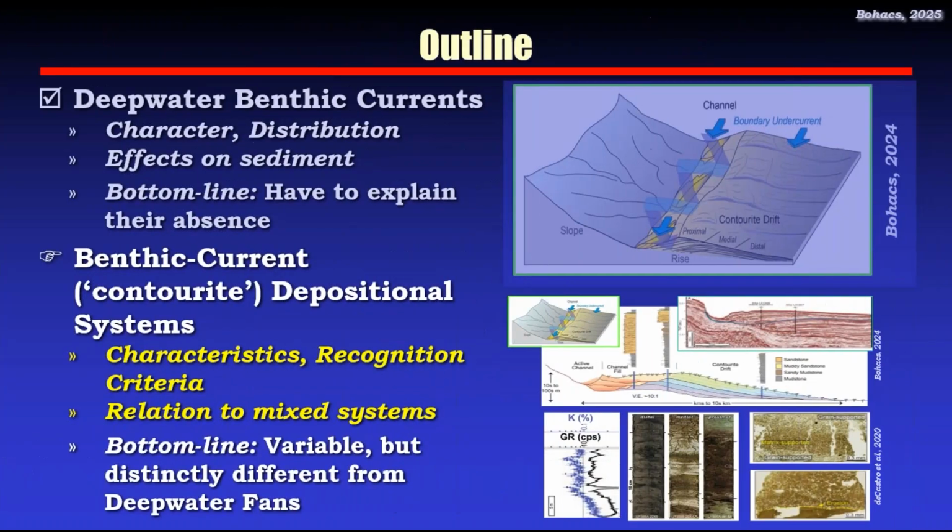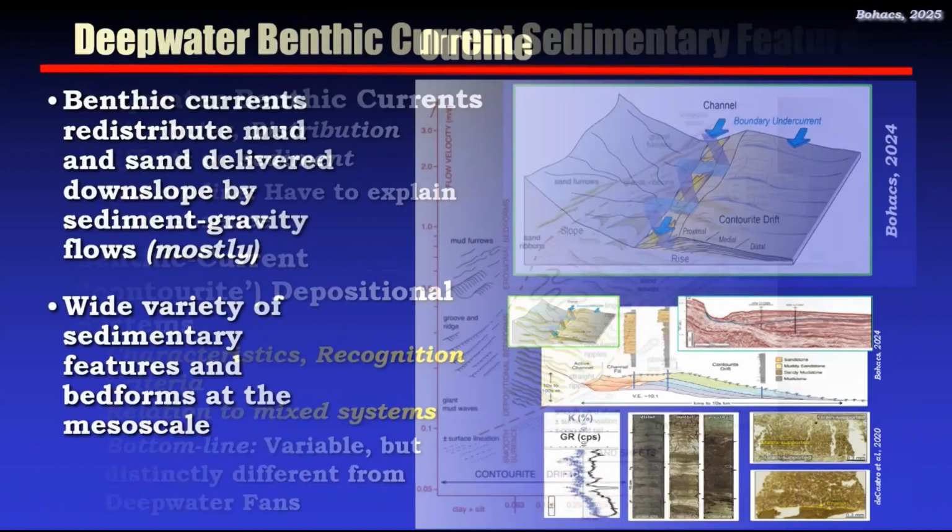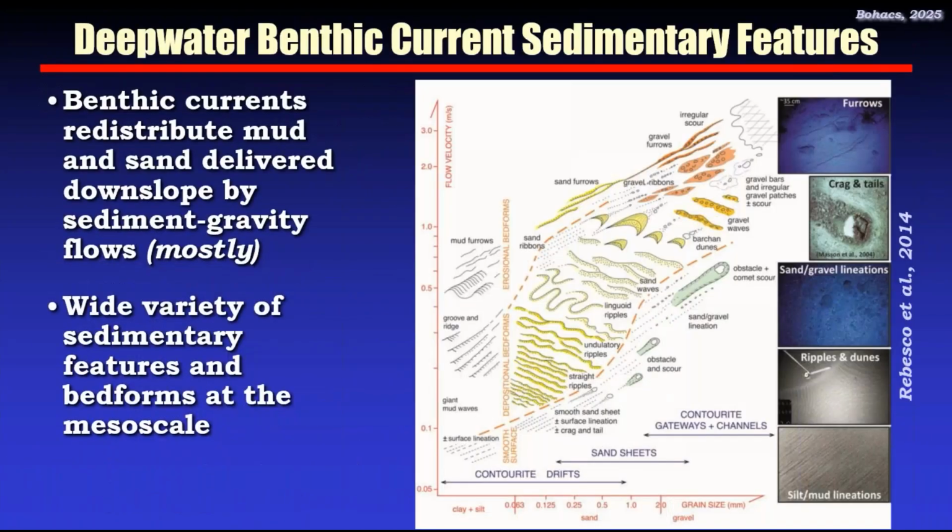So with that very short introduction to the key processes, let us now discuss their products. Benthic currents redistribute mud and sand that is delivered downslope by sediment gravity flows, mostly. Benthic currents form a wide variety of erosional and depositional sedimentary features and bed forms at the mesoscale, as well summarized by Rebesco and Stow and that crowd. And we'll hear more about this from the other panelists.